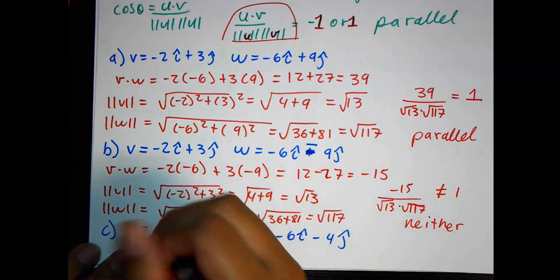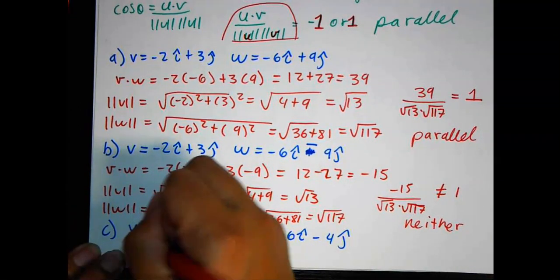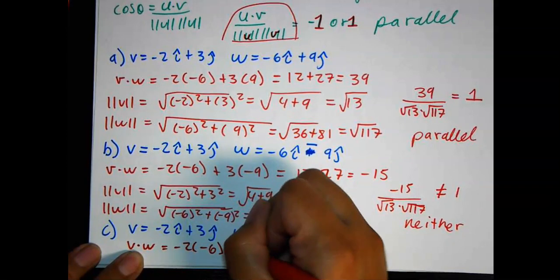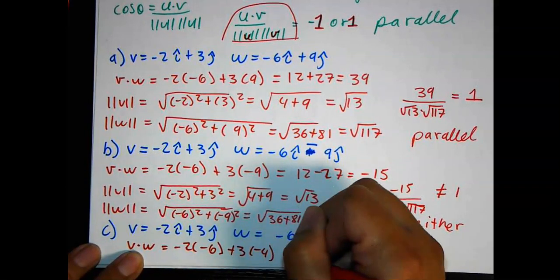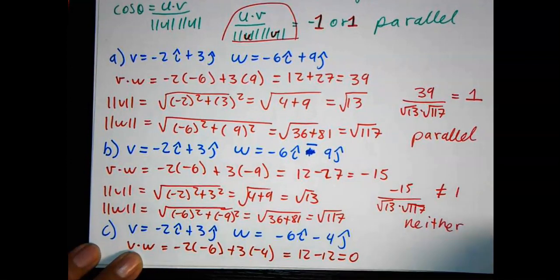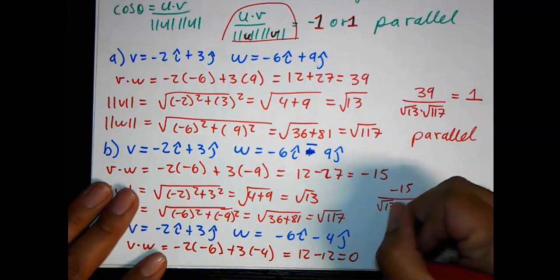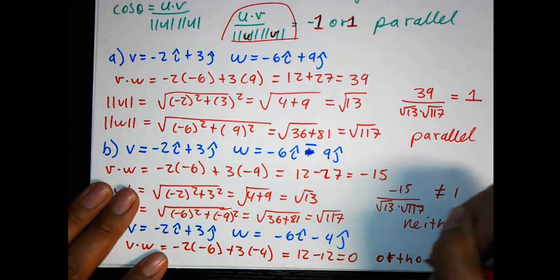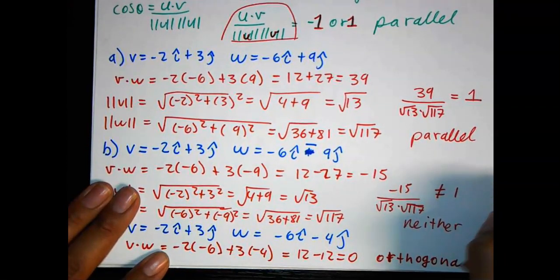Okay, last one for this section. Let's look at this one. V dot W. Negative 2 times negative 6 plus 3 times negative 4. I get positive 12 minus 12. I get 0. My dot product is 0. So my vectors are orthogonal, which, remember, just means perpendicular.